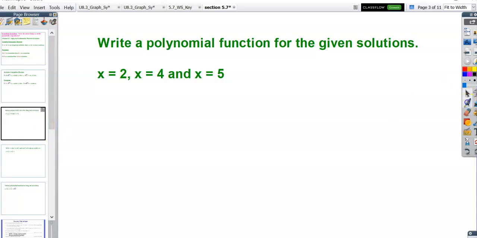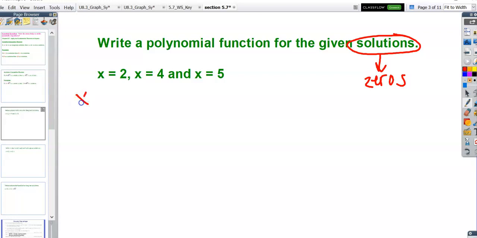So let's apply this to a few questions. We're going to start off with the integer answers. We are going to write a polynomial function for the given solutions x equals 2, x equals 4, and x equals 5. Recall when we talked about solutions, these are also known as the zeros of the function. They make x equal to 0. So in order to solve these, we want to get the right-hand side equal to 0 again.